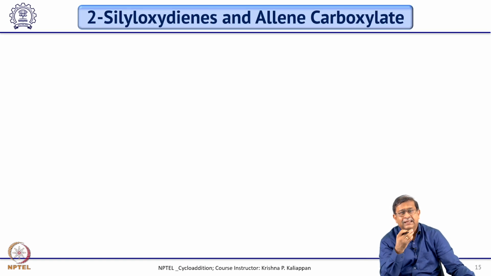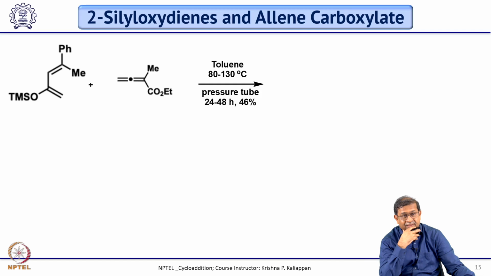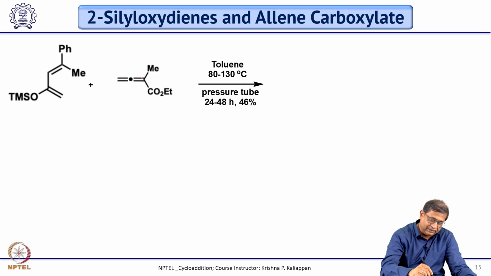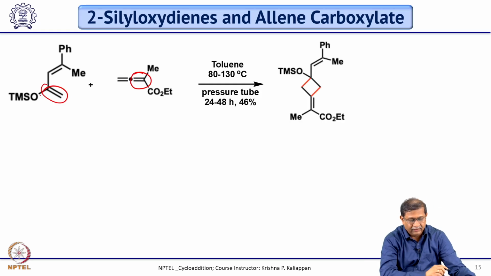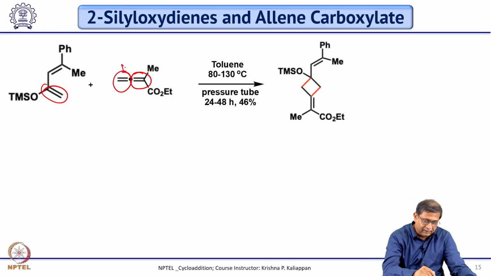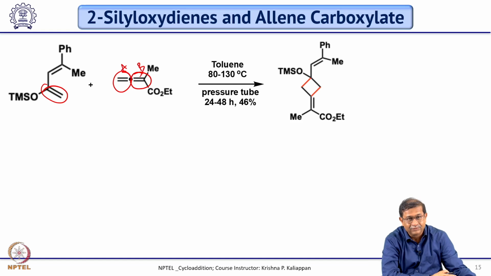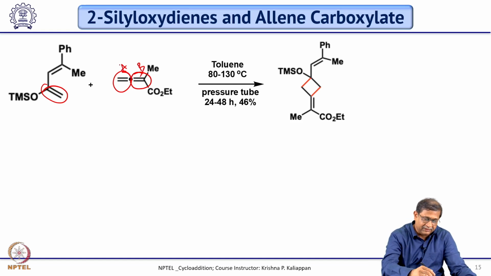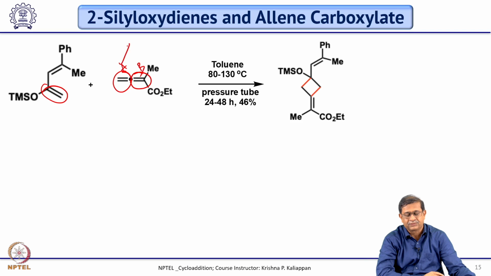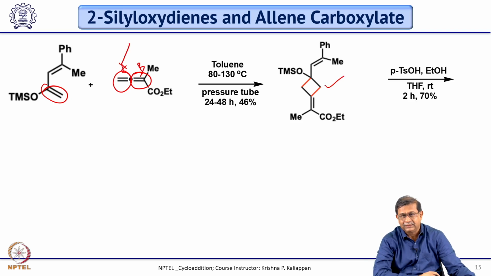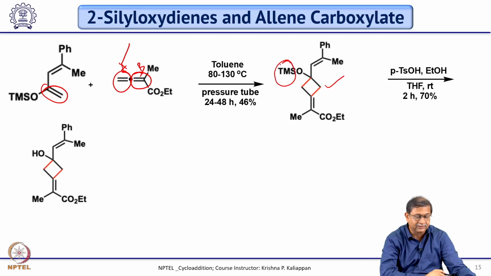As you know, when you have an electron donating methoxy or siloxy group, this can react with allenes. For example, if this reacts with an allene carboxylate, this or this can undergo 2+2 cycloaddition. Because of steric reasons, this will undergo 2+2 to give this cyclobutane, and now if you remove the TMS group with paratoluene sulfonic acid, you get the hydroxyl group.